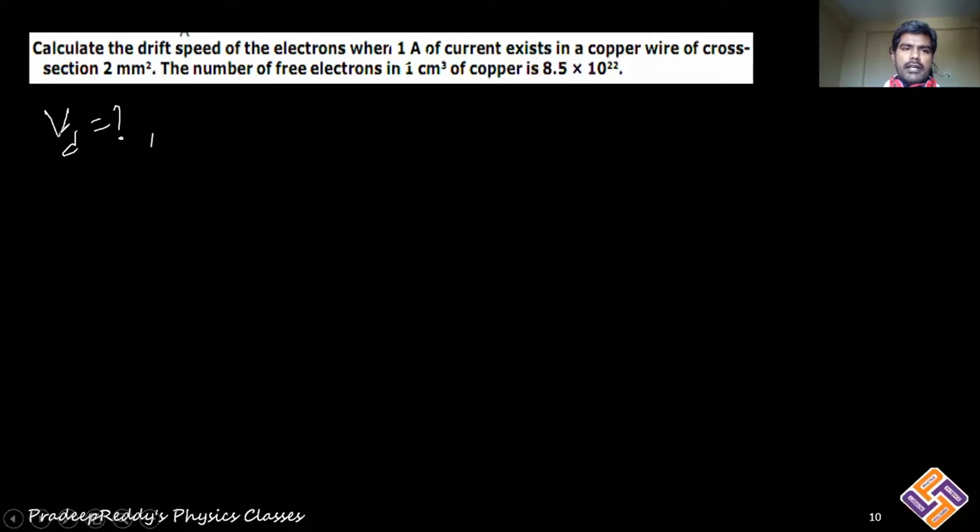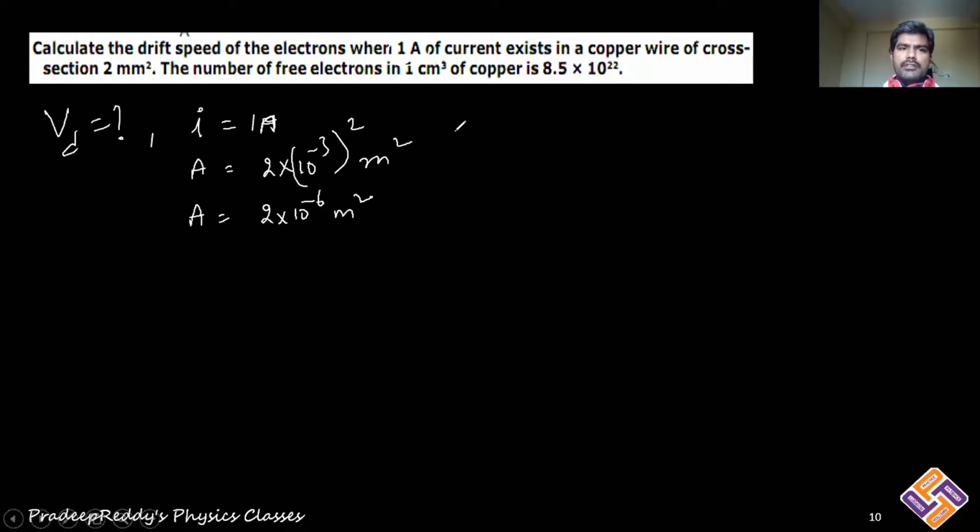You have current I, which is 1 ampere. Current in the conductor is 1 ampere, whose cross sectional area is 2 millimeter square. Milli is 10 power minus 3, whole square, meter square. Therefore, area is 2 into 10 power minus 6 meter square. That is the area of cross section.